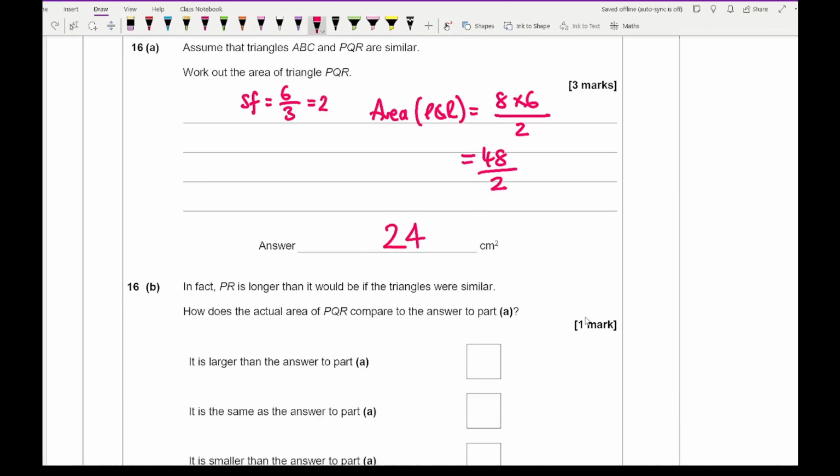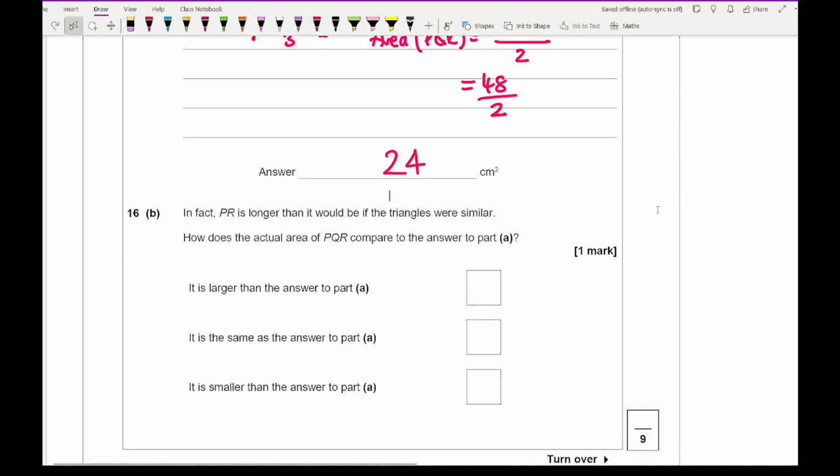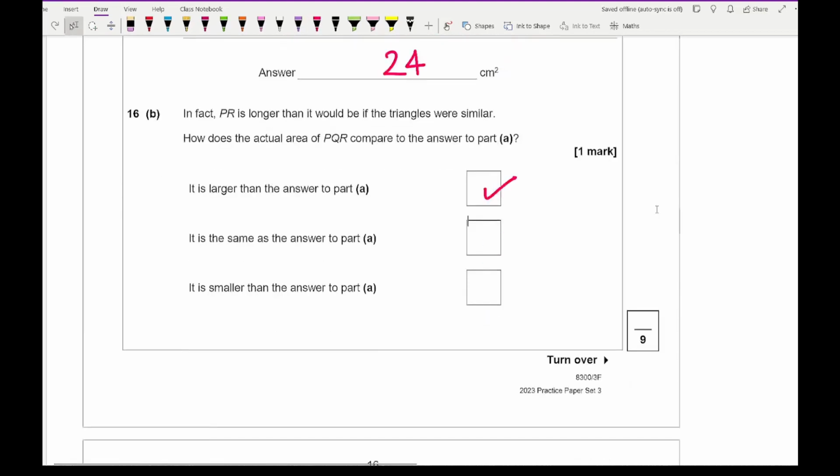It then says, in fact, PR is longer than it would be if the triangles were similar. How does the actual area of PQR compare to your answer in part A? If it's going to be longer, then it means that the area is going to be bigger.